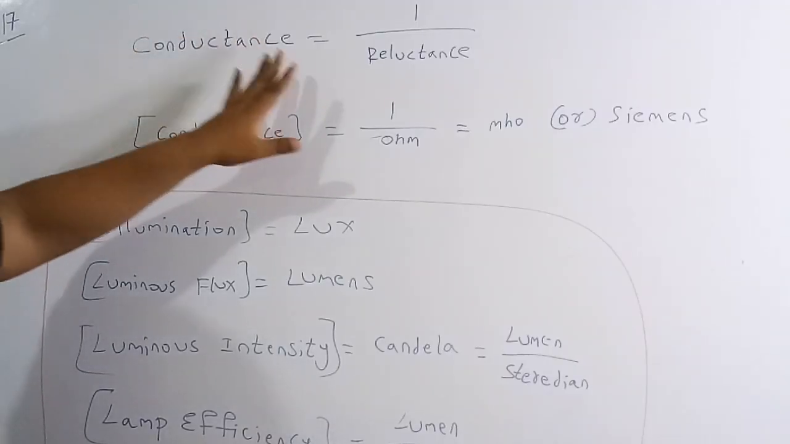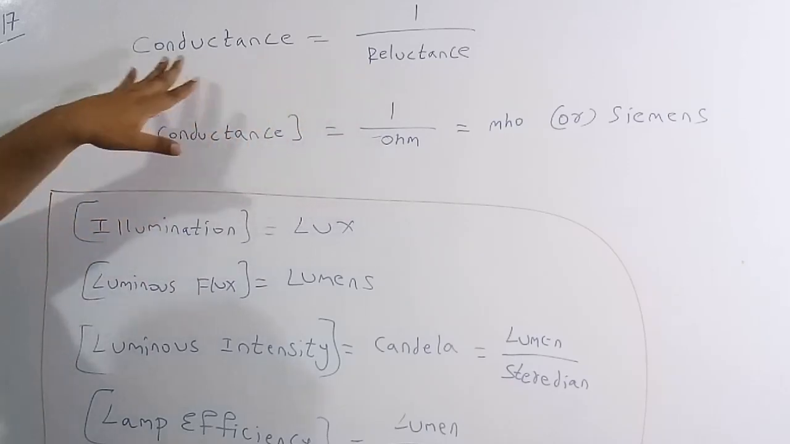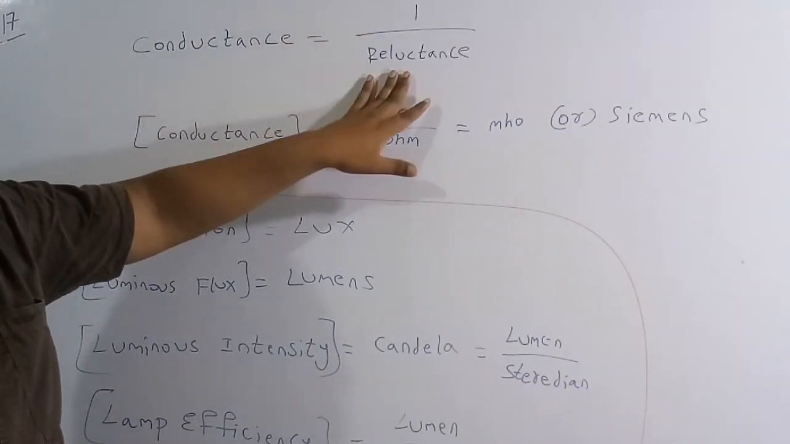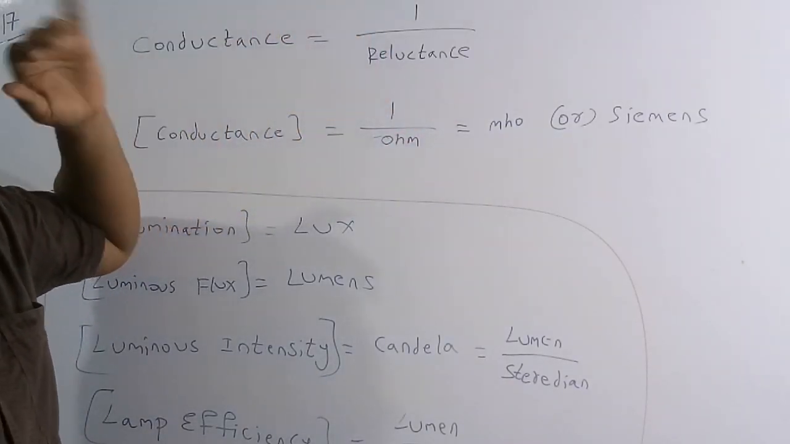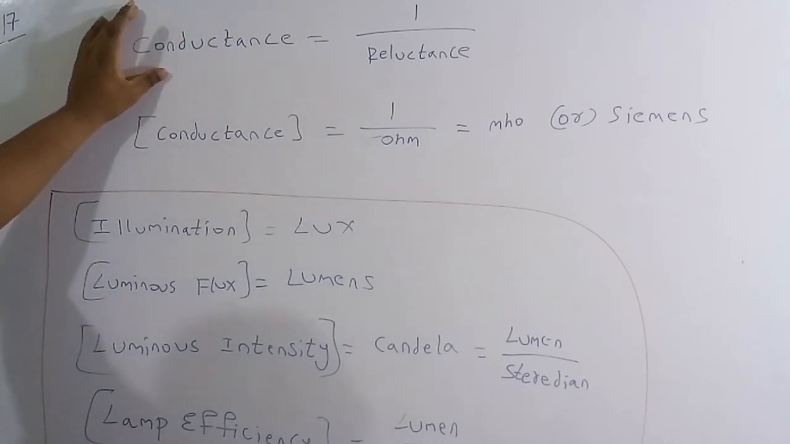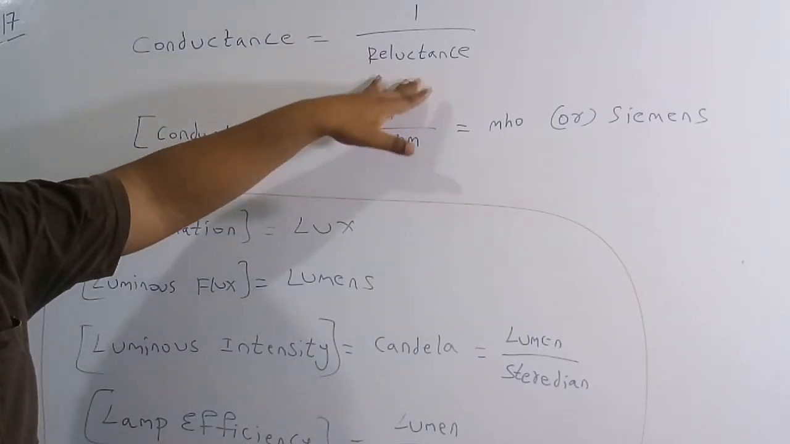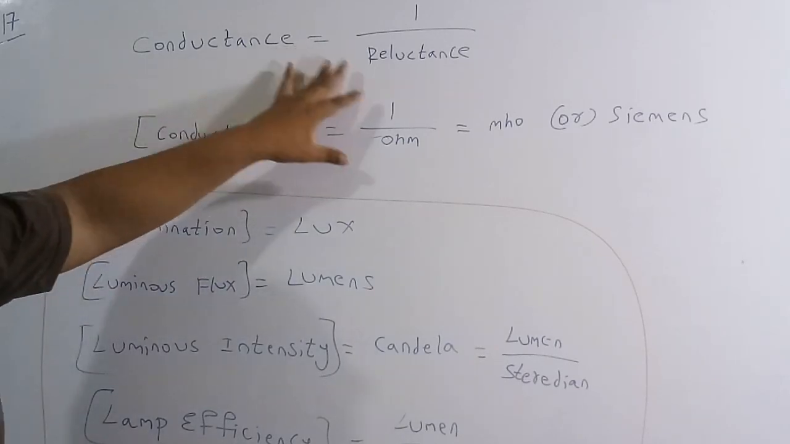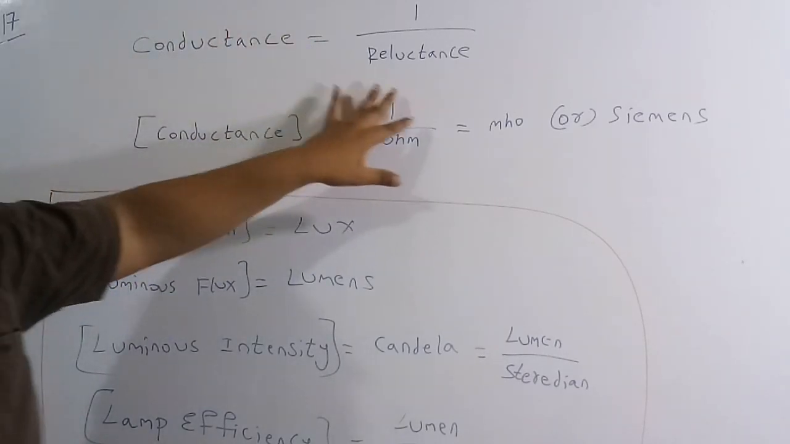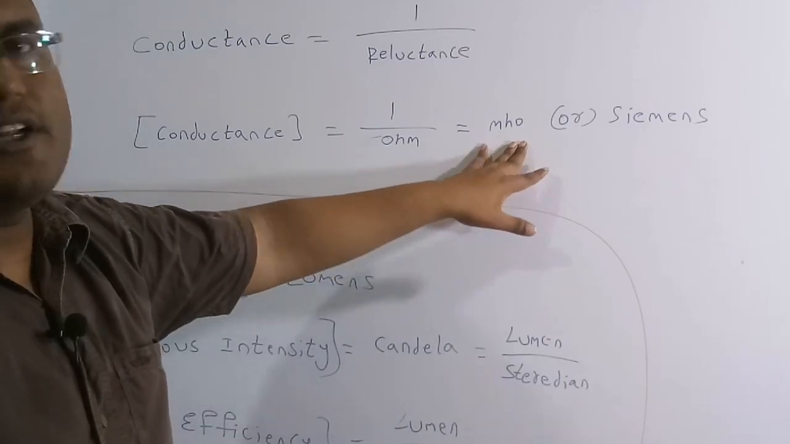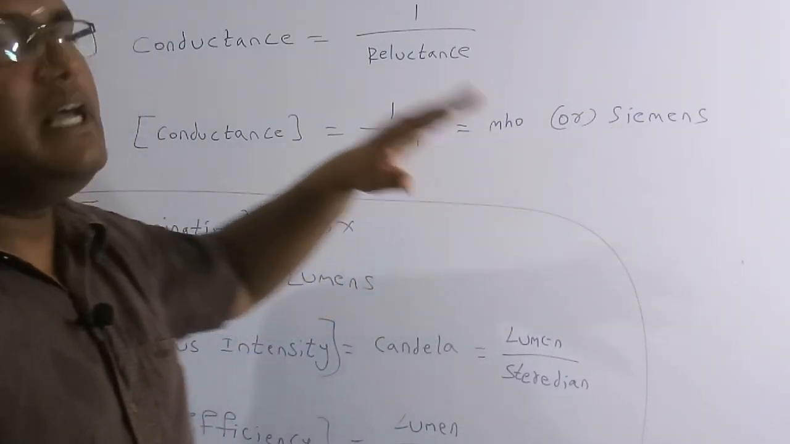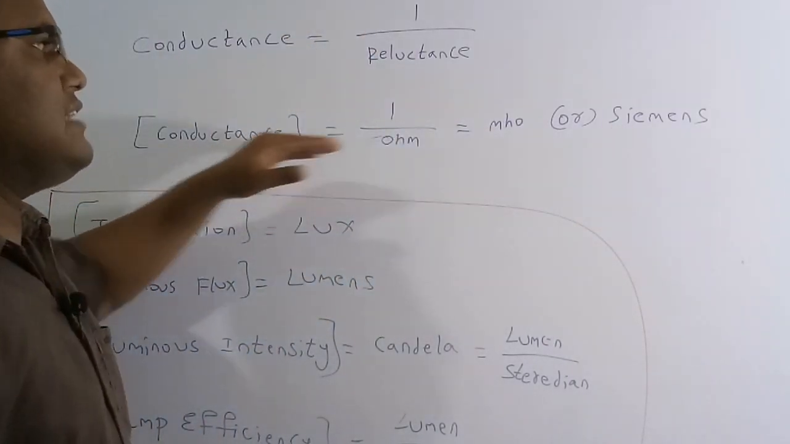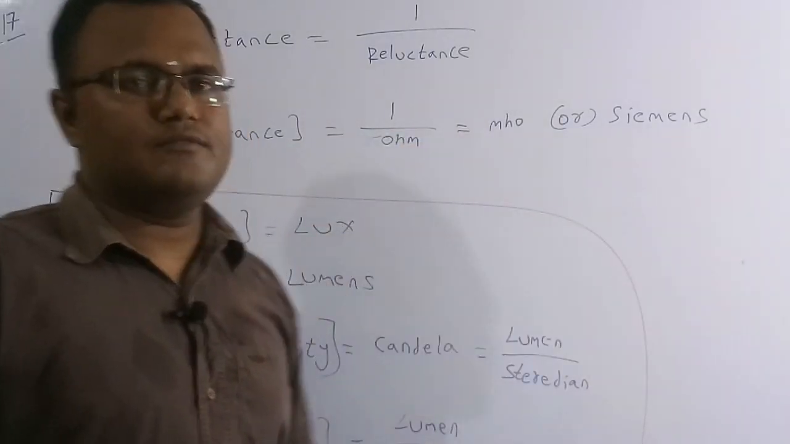Basically the relation between conductance and reluctance is: conductance is equal to 1 by reluctance. The inverse of the reluctance is called the conductance. So the SI unit of the reluctance is ohm. Therefore the unit of the conductance will be 1 by ohm, which is also called a mho, or we can also call it a Siemens. So the SI unit of the conductance is either mho or Siemens, which is the correct solution of this question.